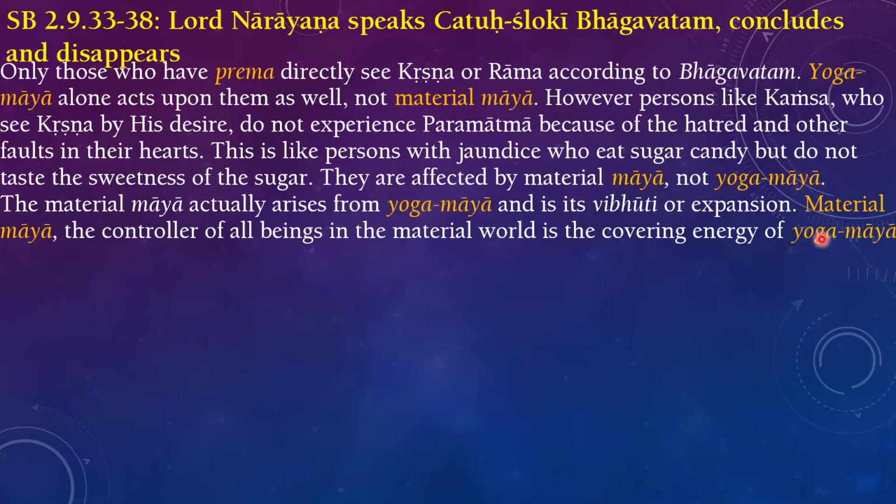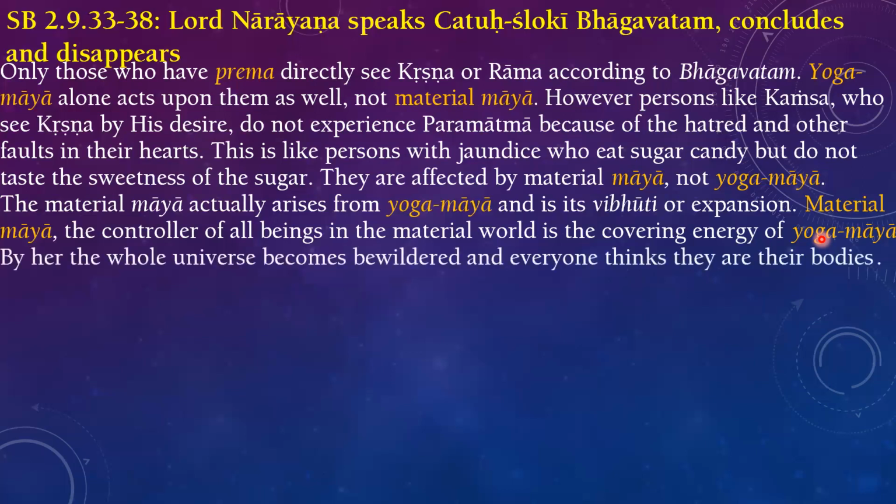And in between there is Brahma Jyoti covering. So it's like that. By her, the whole universe becomes bewildered and everyone thinks that they are their bodies. This is the Mahamaya covering, because the Mahamaya covering is in the form of subtle body and gross body. As long as the subtle body and gross bodies are there, we have mistaken identity. Then what to speak about the Supreme Lord? Who are you? What is your name?